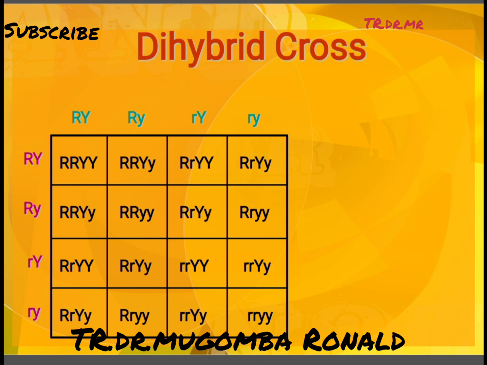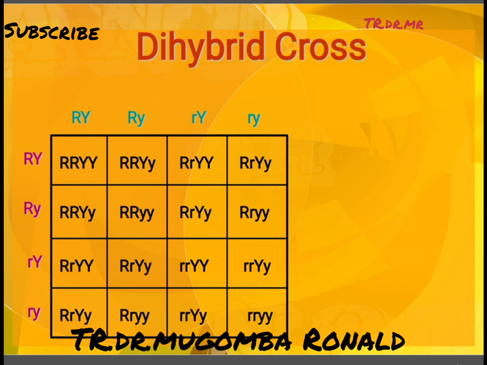Then how many do we have which are wrinkled and yellow? Let's count. When we are choosing wrinkled and yellow, we look for small r and then any capital Y. 1, 2, 3. There are 3. Then how about wrinkled and green?